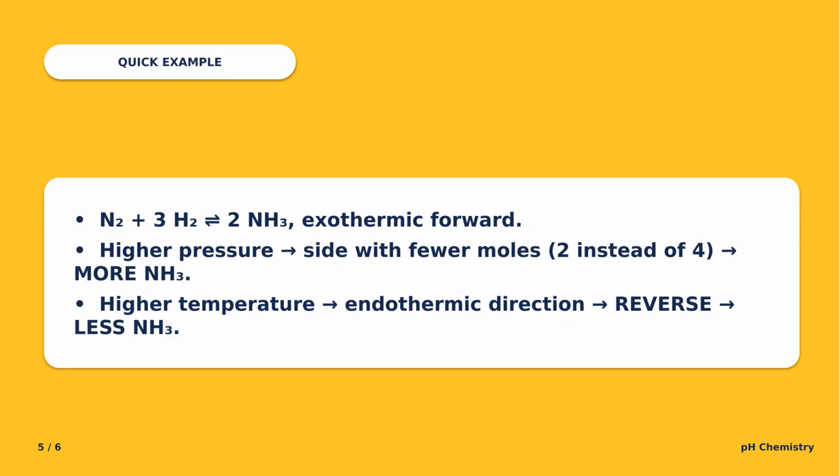A quick example, N2 plus 3H2 goes to 2NH3, exothermic forward. So higher pressure goes to the side with fewer moles, 2 instead of 4, which means more NH3. Higher temperature moves to the endothermic direction, so it reverses, and less NH3. And there's a real industrial trade-off in the Haber process.